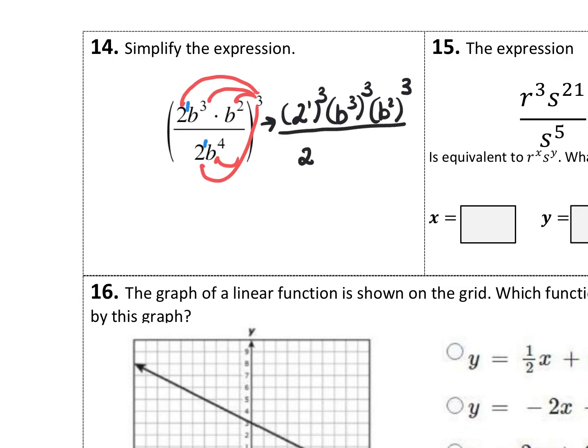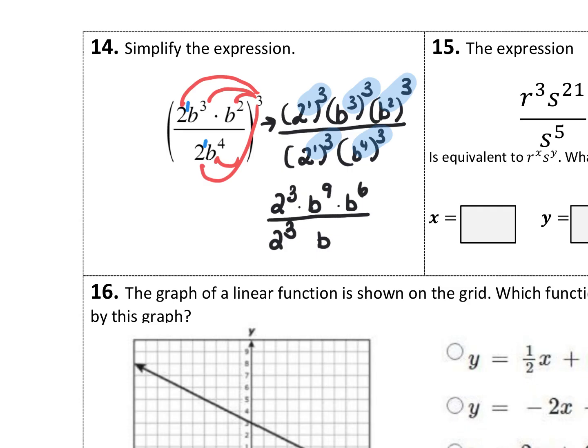In the bottom, there are 2 things, 2 to the first, to the third, and then b to the fourth, to the third. In the bottom, there were 2 things, and everyone got my power. Now we're going to go through, and all these powers, it's a power raised to a power, so we are going to multiply. On top, I get 2 to the third times 3 times 3 is 9. So b to the 9th times b to the 6th over 2 to the third, b to the 12th. 2 to the third is 8.